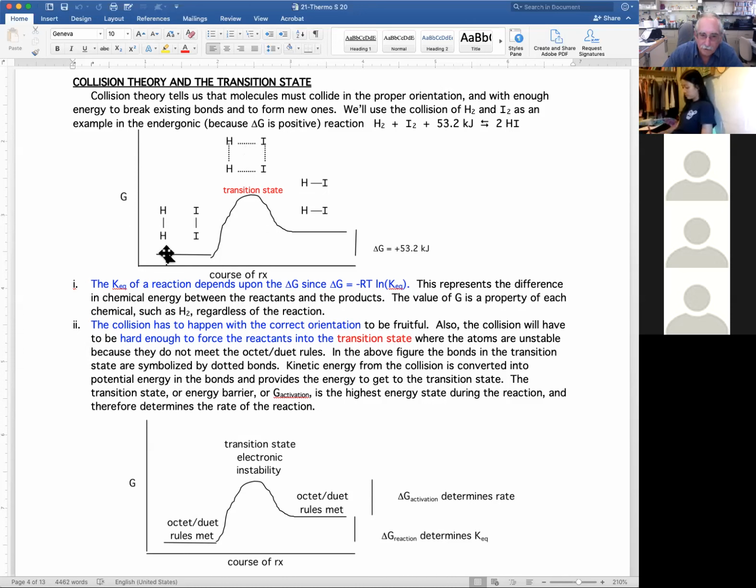So if they bang into each other, but without enough energy to come up over here, they simply revert back into reactants again. If they collide with enough energy and in the right orientation, they'll get over here, and there's a 50-50 chance of going one way or the other. If they go this way, then you finish breaking these bonds and forming these new bonds. And now you have a product that has more potential energy than the reactants do.